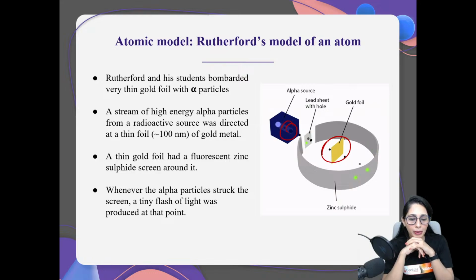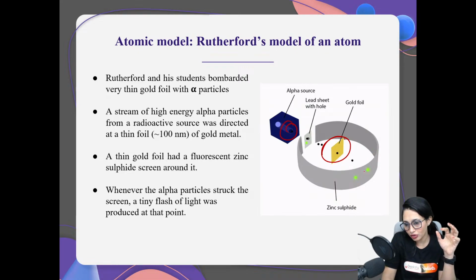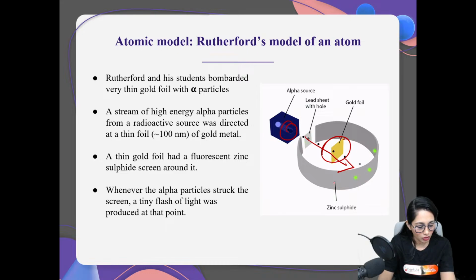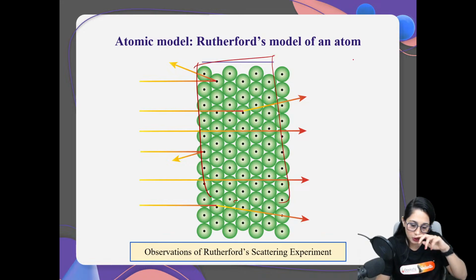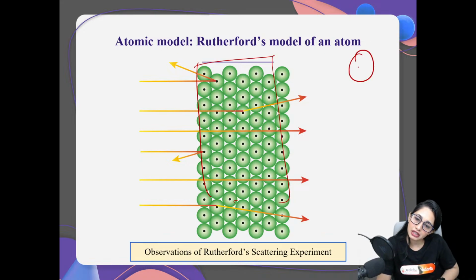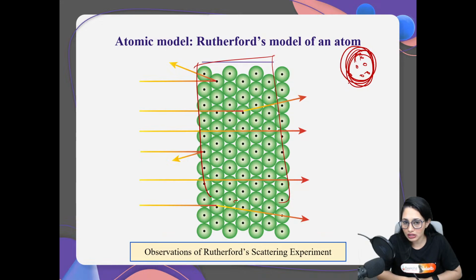Whenever the alpha particle struck the screen, a tiny flash of light was produced at that point, indicating that it is passing through the gold foil. Next, Rutherford's model of an atom. So this is the foil. It was assumed that the atom is just a positively charged sphere in which the electrons are embedded like this. It was believed like that.